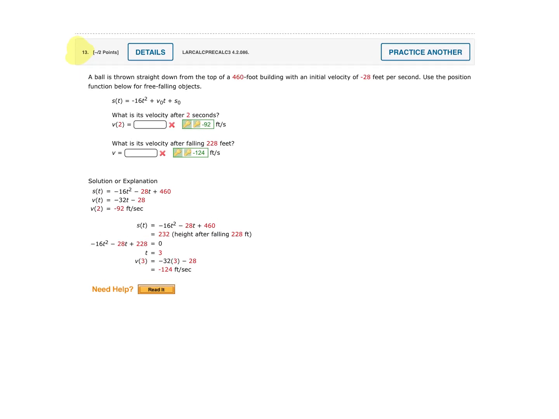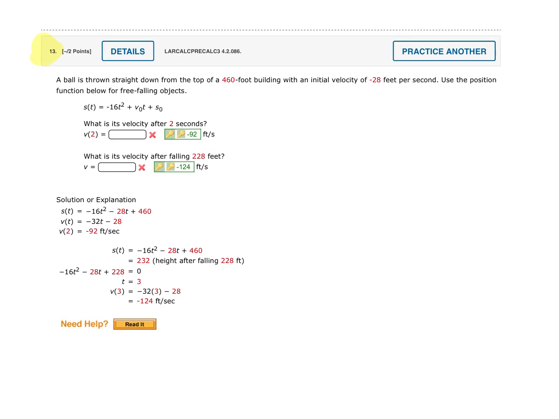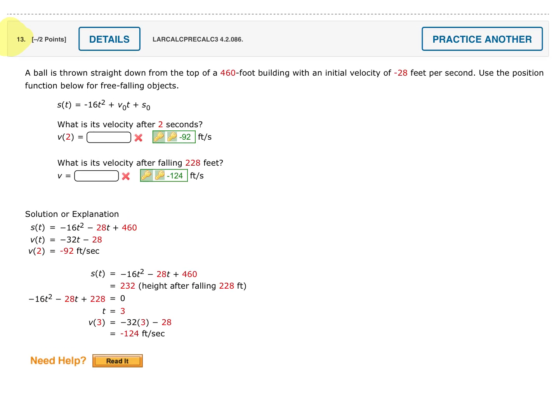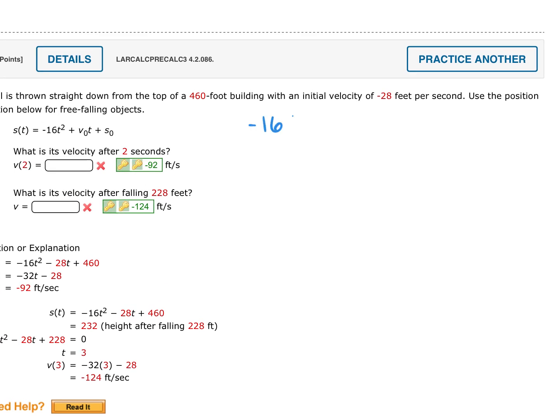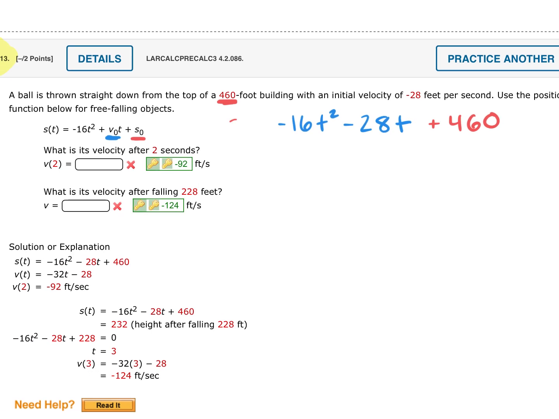Next, let's do 13. So a ball is thrown straight from the top of a 460-foot building with the initial velocity of negative 28 feet per second. Use the position function below for free-falling objects. So we have negative 16t squared plus our initial velocity is going to go into the v0. So that would be actually minus here because it's negative. So minus 28t. And then our initial position goes into s0, so that would be plus 460. So this is the formula for our position.